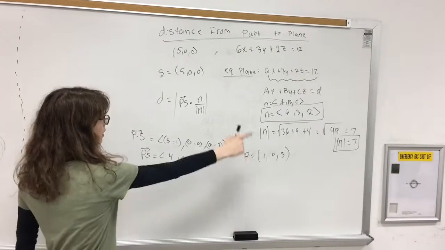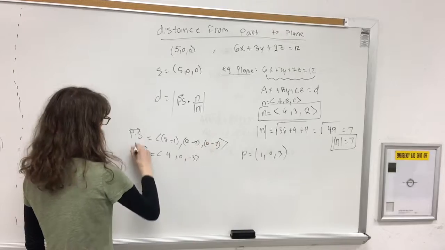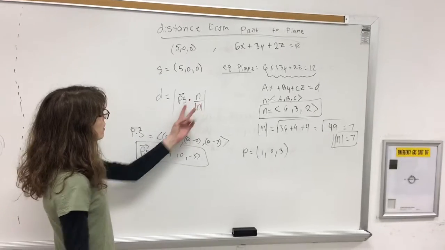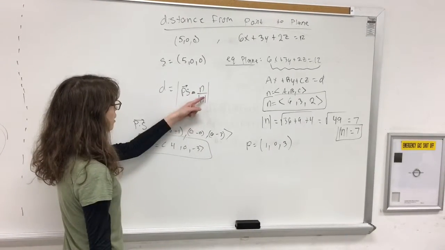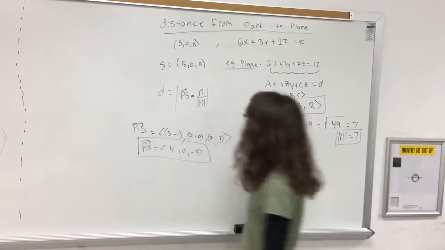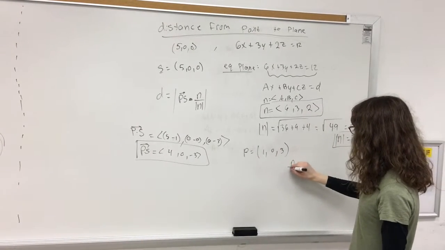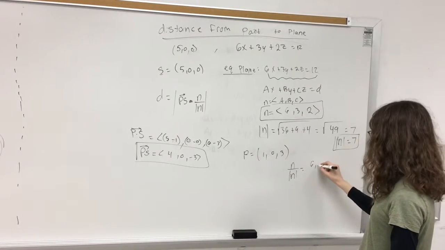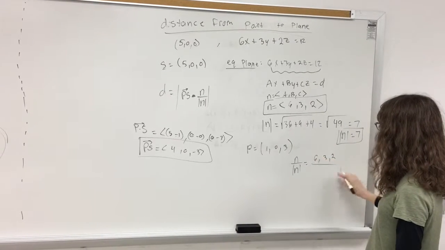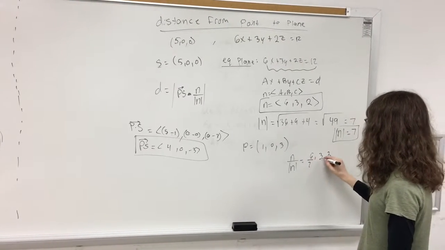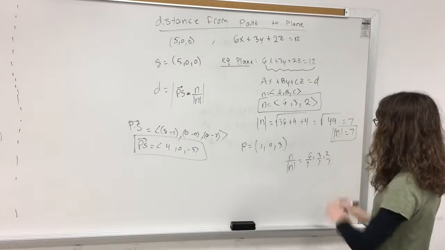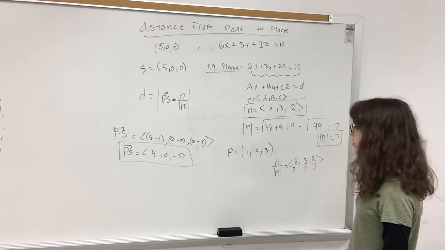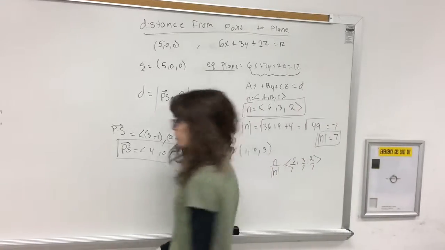And so now we have everything. We have n, the magnitude of n, P, and we have PS as well. So now we just need to do the dot product of these two. So I'll go ahead and evaluate n over the magnitude of n, which is going to be 6, 3, 2, over 7, 7, 7. And that'll be our new vector here. And then we'll do the dot product of these two.